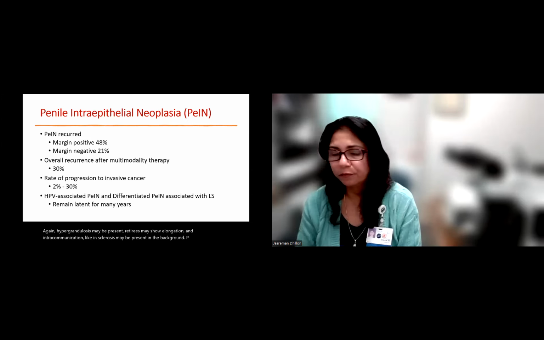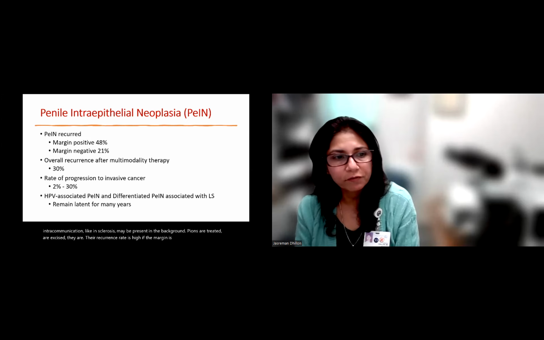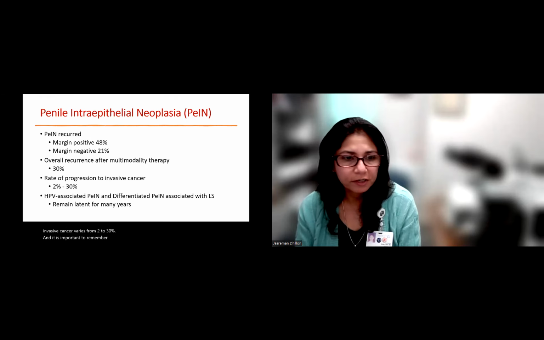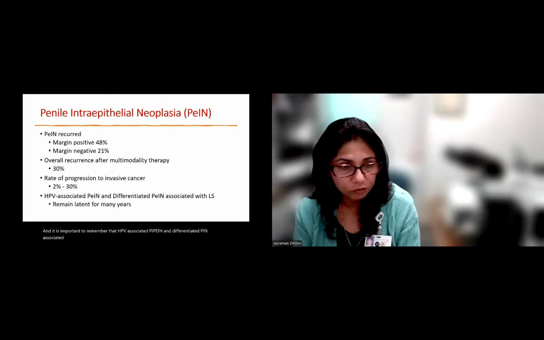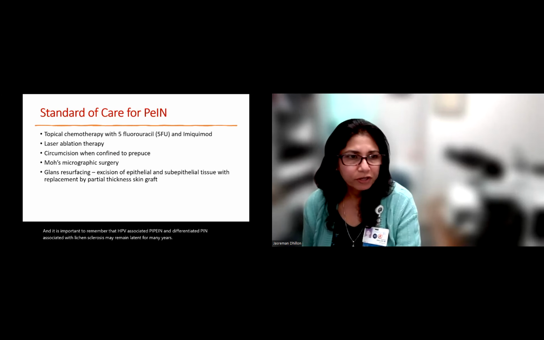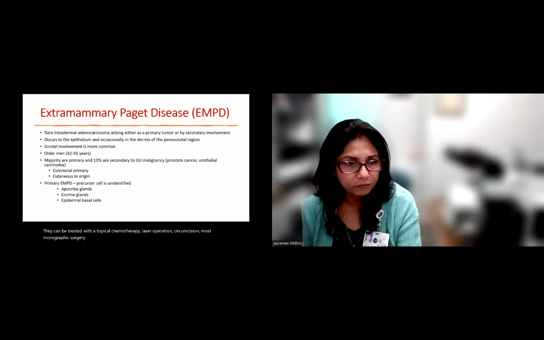PEINs are treated, are excised. Their recurrence rate is high if the margin is positive. Rate of progression to invasive cancer varies from 2 to 30%. And it is important to remember that HPV-associated PEIN and differentiated PEIN associated with lichen sclerosus may remain latent for many years. They can be treated with topical chemotherapy, laser ablation, circumcision, Mohs micrographic surgery, or glans resurfacing.